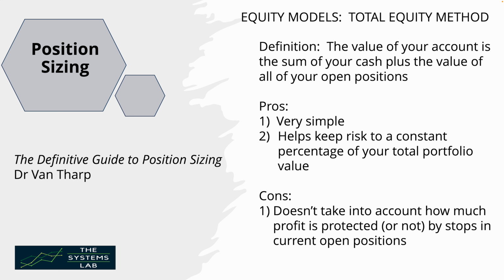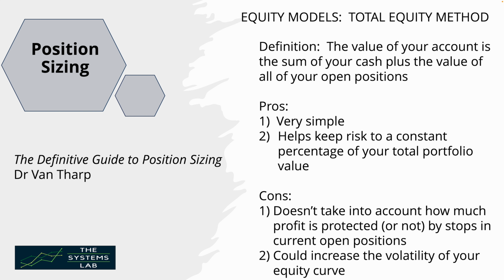Now there are some downsides. One is that it doesn't take into account how much profit is protected or not by stops in your current open position. So you are using the open value of those positions when you're determining your total equity, and that could increase the volatility of your equity curve in terms of if there's a downturn and now those open positions decrease in value because they weren't protected by stops. Well, if you've entered a position using that open value, that position is going to be larger than if you just looked at how much was protected by stops.